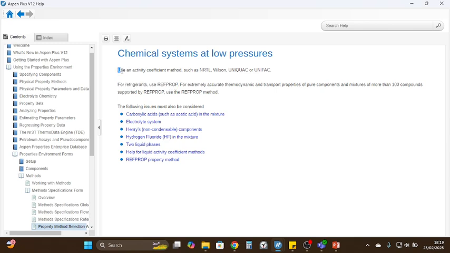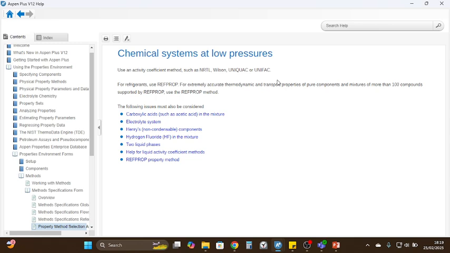The first line it is telling that use an activity coefficient method such as NRTL, Wilson, Uniquac and or Unifac method. Whenever you are trying to select a particular property method, you should always have the proper knowledge of the system that you are dealing with.